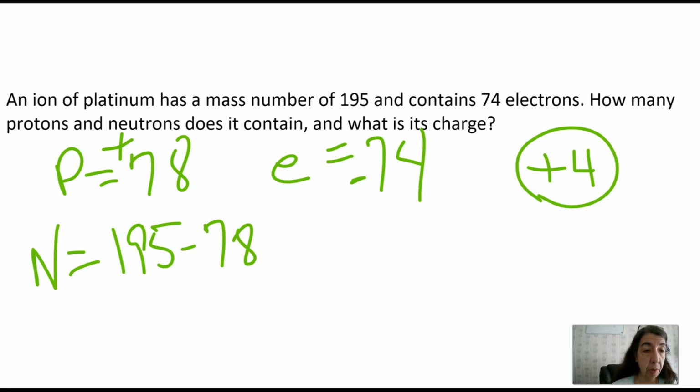Okay, so this is looking at the symbolisms for ions and for regular atoms, and being able to figure out from the mass number how many protons, electrons, and neutrons you have, and you should be able to do this.